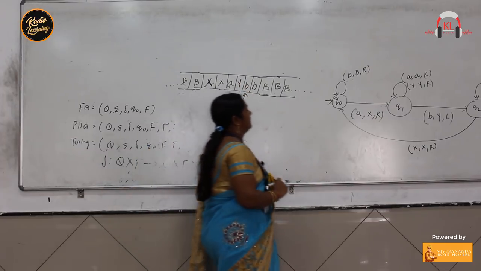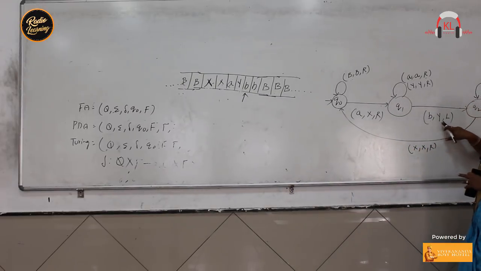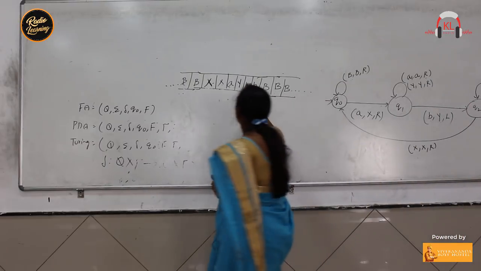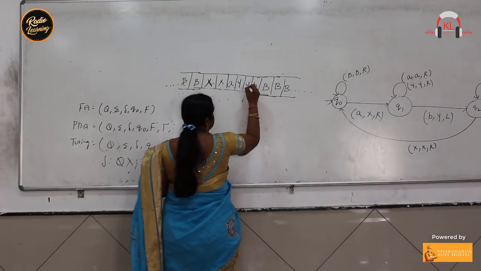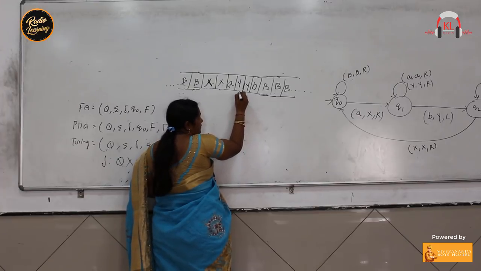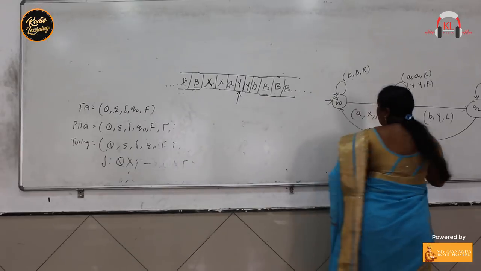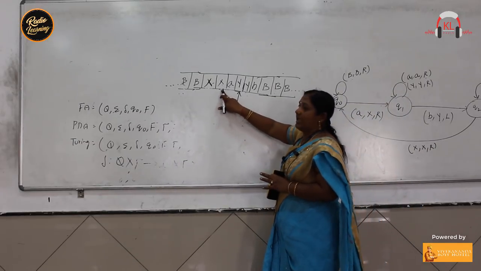Now I found B. Whenever you find B, what I am doing here? That B is replaced with Y and move left. So my finite control is pointing to this one now. Now, how long do you have to move left? Until you find X again.